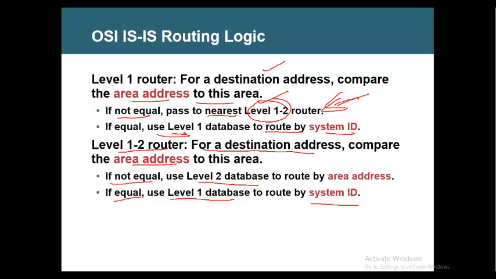Now on the L1, L2 router, if the destination area ID is not equal, it has to use the L2 database to see where the remote area is. If it is equal, it will use the L1 database, use the system ID and forward. So the L1, L2 router will use both databases. The L1 router will use only the L1 database.